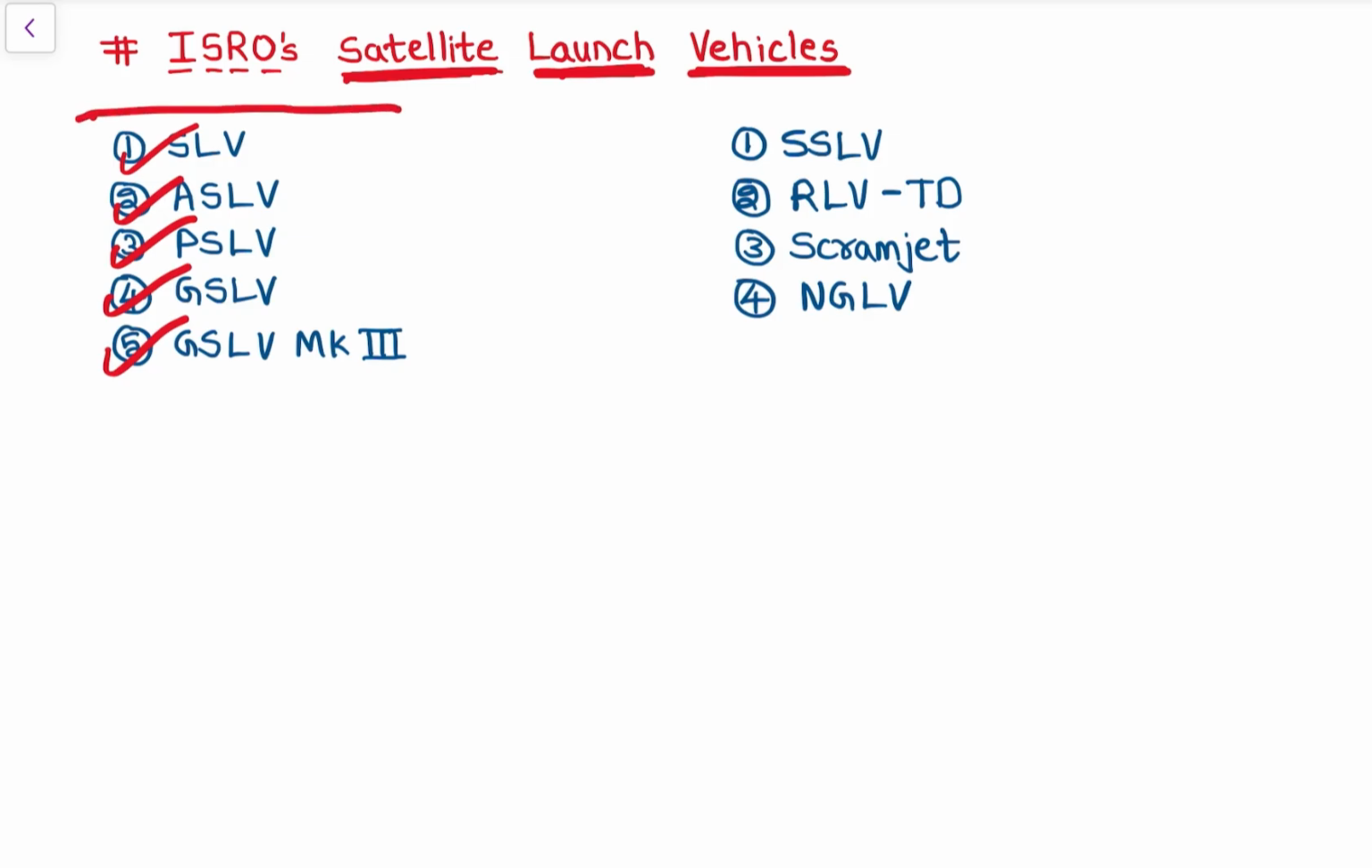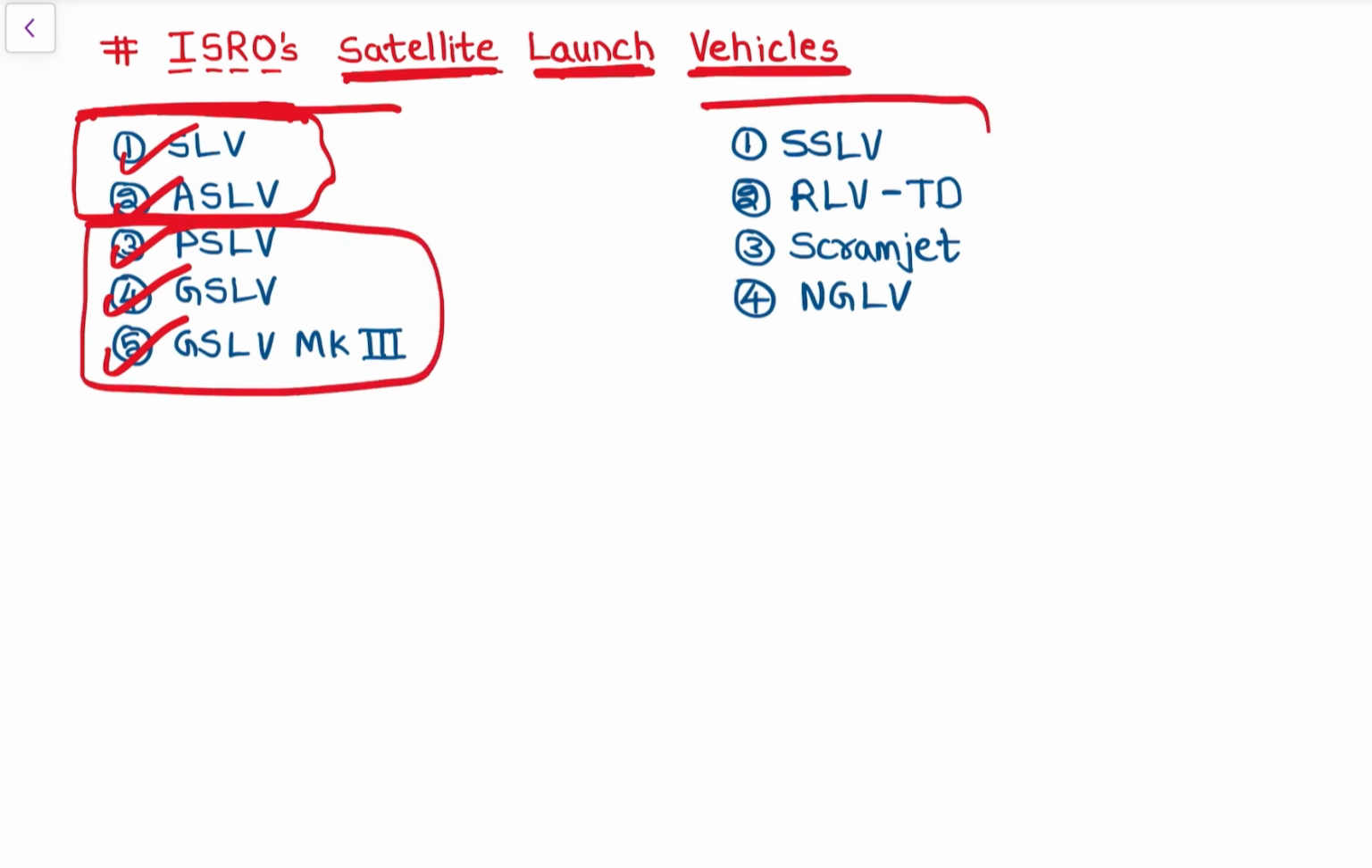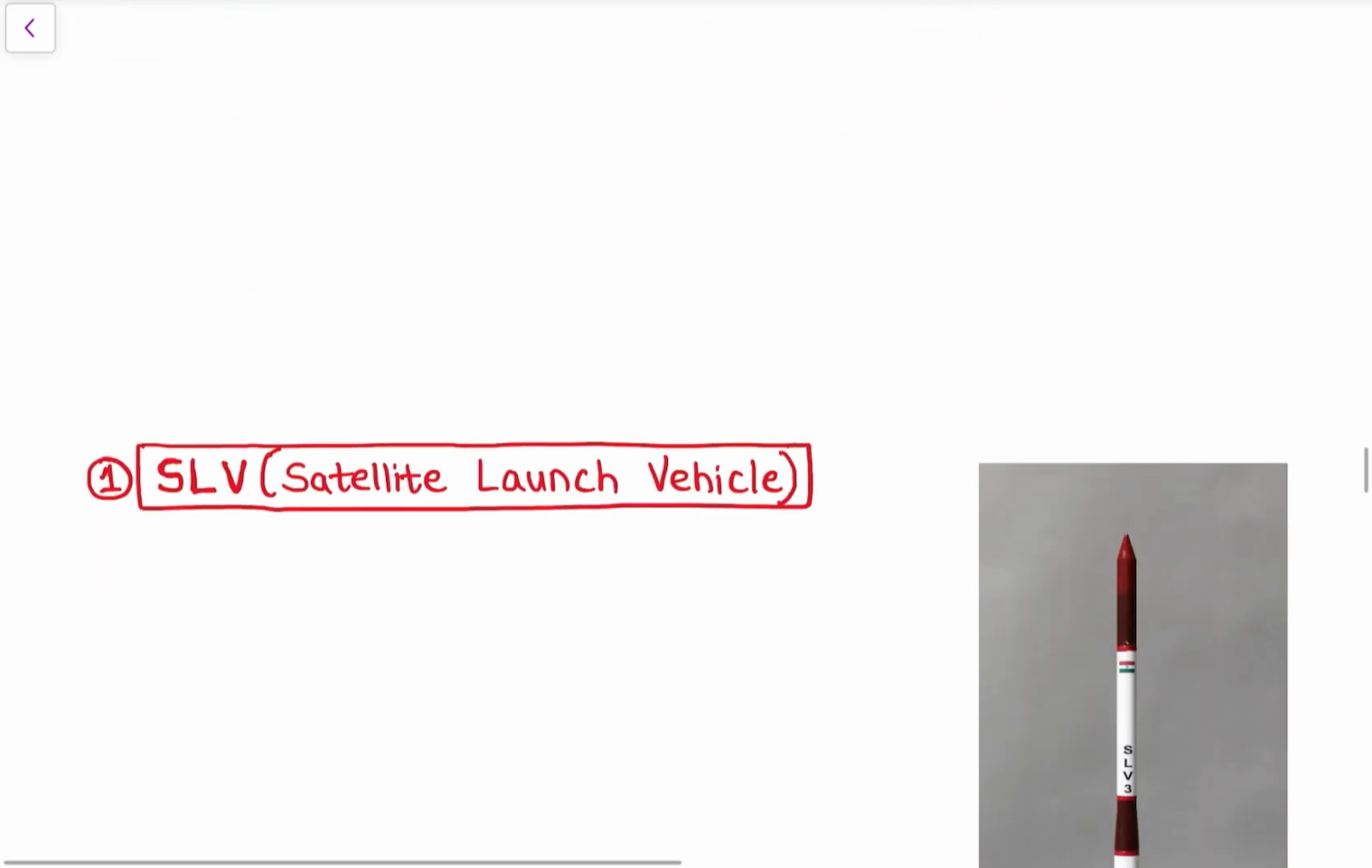See, not currently used, mostly used. See, these two are not in current use, right. The initial satellite launch vehicles, right, and these three are presently used, right, and these four are in development stage, right. ISRO is developing them, that is SSLV, RLVTD, scramjet and NGLV, right. We'll be studying about all these satellite launch vehicles. See, first let's start with SLV, right.